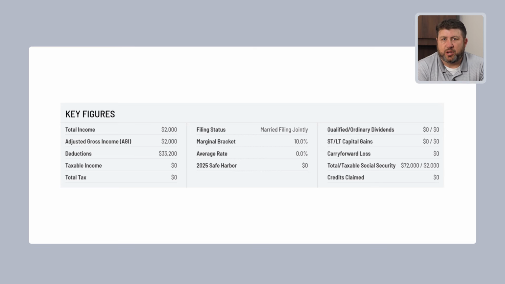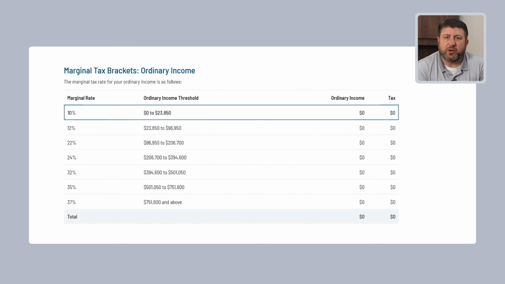Why is this important? You can see here that ordinary income up to $23,850 for 2025 is taxed at 10%, and it goes up from there. For a 65-year-old married couple, the standard deduction is $33,200. So the first $33,200 of income nets zero taxable income because of the standard deduction. But let's look at the brackets.